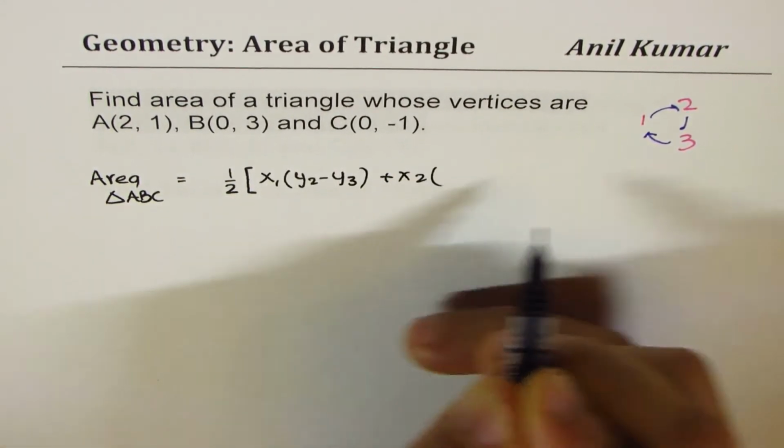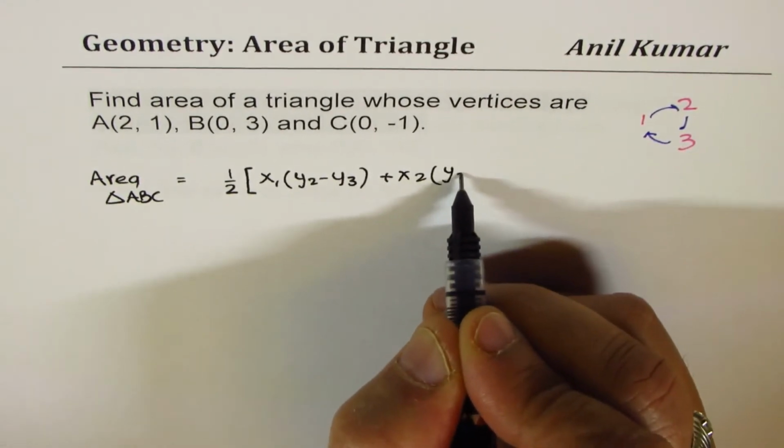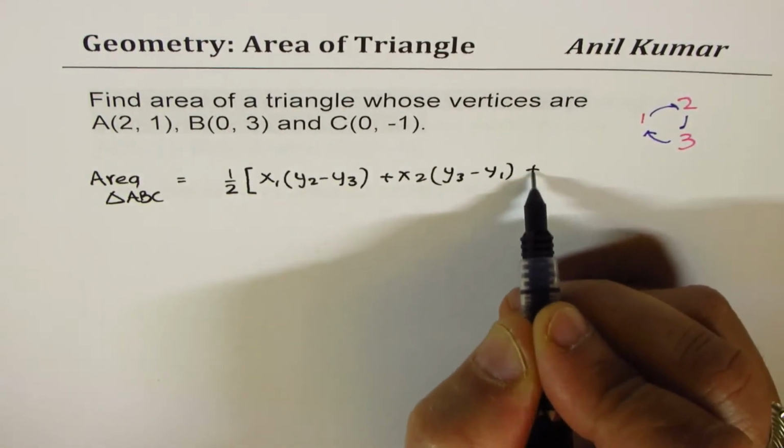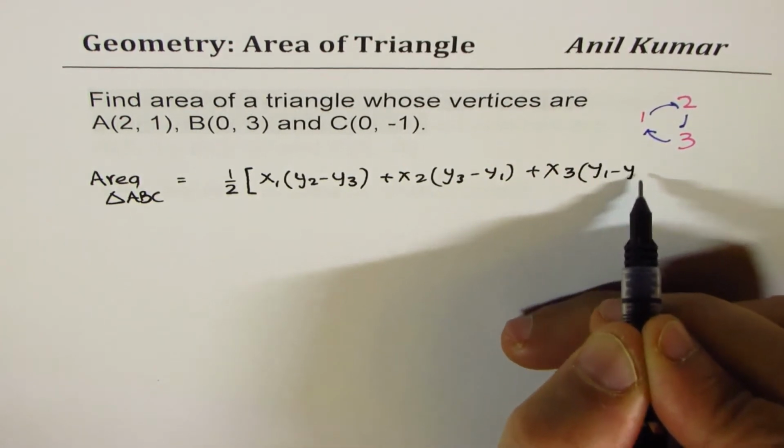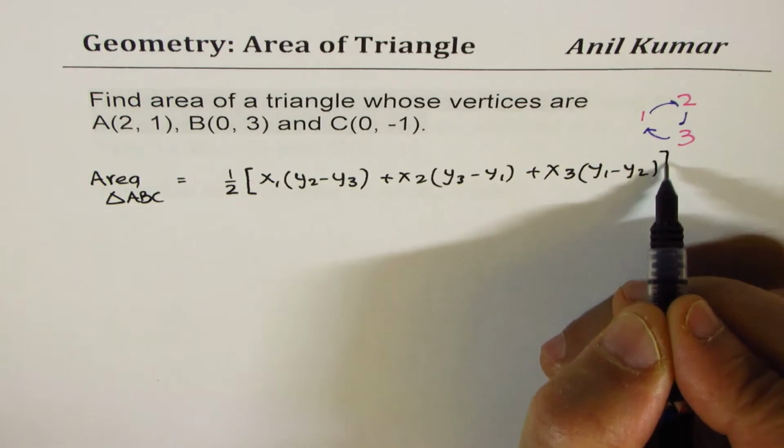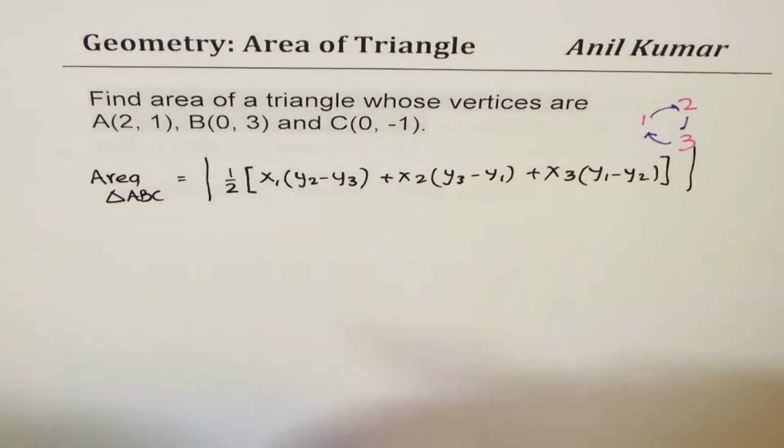Plus with x2, we have to do 3 and 1, so y3 minus y1, plus x3, 1 and 2, so it is y1 minus y2. Does it make sense to you, right? And of course, this will be a positive value.